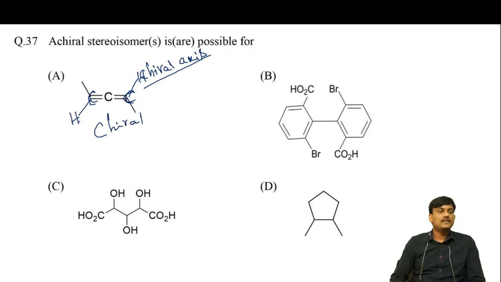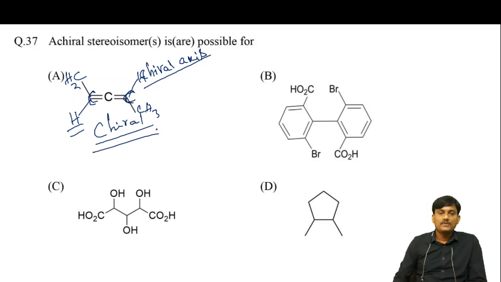This one is chiral. Here you have hydrogen, here you have CH3. These are two different groups. Here you have CH3, here you have hydrogen. So here there is no plane of symmetry, so the molecule is chiral.